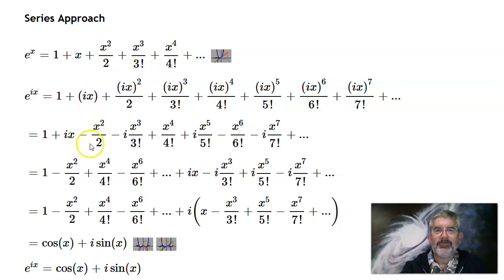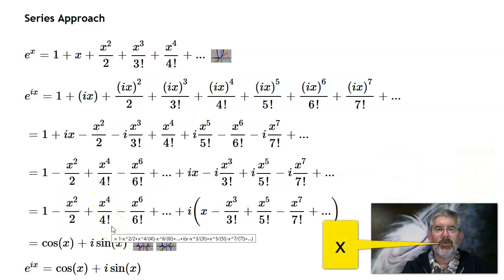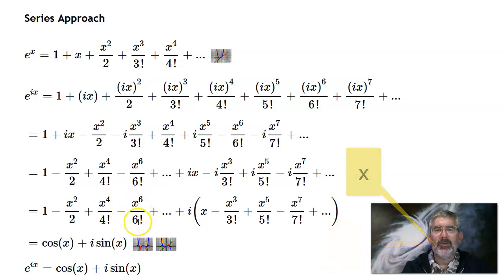Anyway, here's all the stuff without the i's. Here's the stuff with the i's. I'm going to factor the i out of those guys. I'm left with this. My claim now is that this series, 1 minus x squared over 2 factorial plus x to the fourth over 4 factorial minus x to the sixth over 6 factorial, is just all the even powers with alternating plus and minus signs. And over here, this is all the odds. This is equal to cosine x, and the stuff in parentheses is equal to sine x.